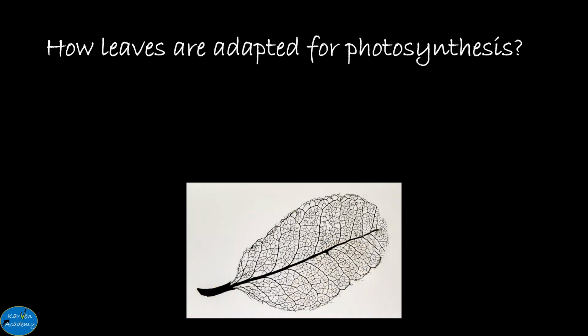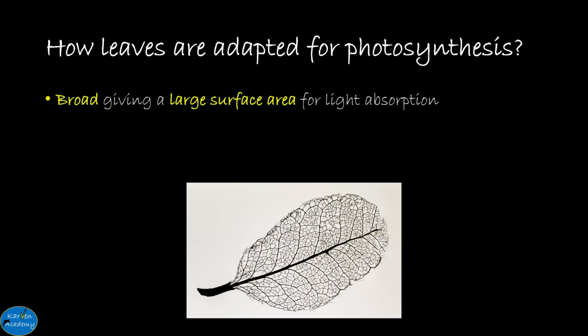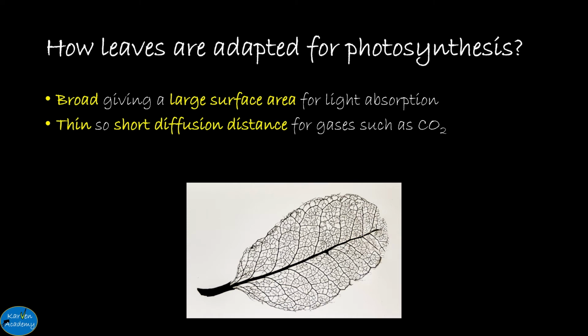So let's look at how leaves are adapted for photosynthesis. The leaves have a broad shape, which gives them a large surface area for light absorption. The leaves are thin, which allows for a short diffusion distance, so the diffusion occurs at a higher rate for gases such as carbon dioxide and oxygen. So carbon dioxide is taken in during photosynthesis and oxygen is released out.